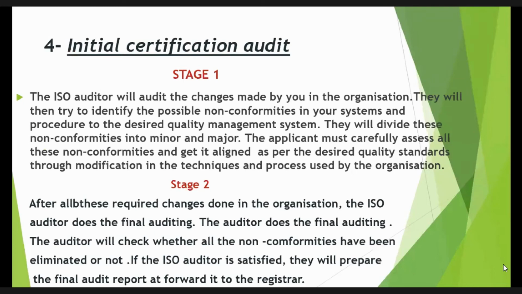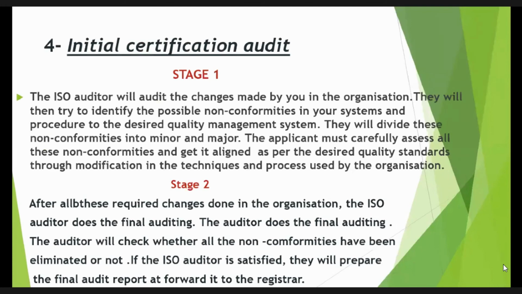Initial certification audits. This takes place in two stages. Stage one, the ISO auditor will audit the changes made by you in the organization. They will then try to identify the possible non-conformities in your system and procedure relative to the desired quality management system. They will divide these non-conformities into minor and major. The applicant must carefully assess all these non-conformities and get them aligned as per the desired quality standards through modification in the techniques and processes used by the organization.